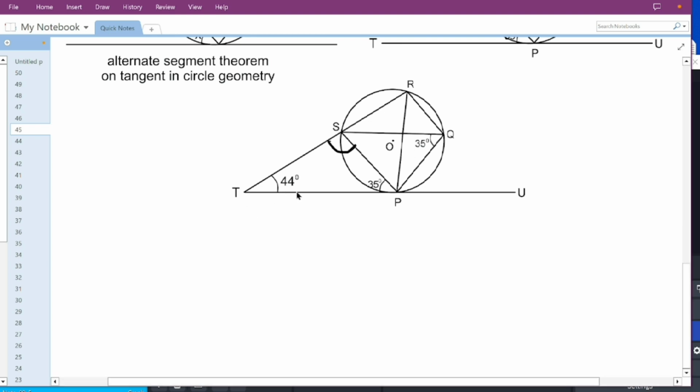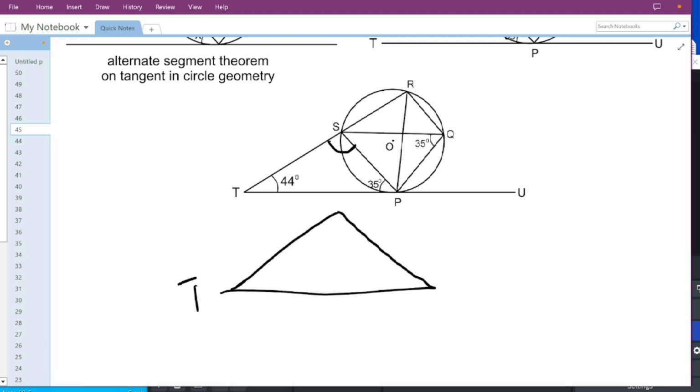Like this, now we have this angle to be 35, and we've been asked to find this angle. If you look closely, you see that the shape TSP is a triangle. So we have this as 44, we have this as 35, and we're looking for this S. Let me redraw it for better understanding. This is T, this is S, and this is P. This is 44, this is 35, and we're asked to find this angle. Let's call this angle X.